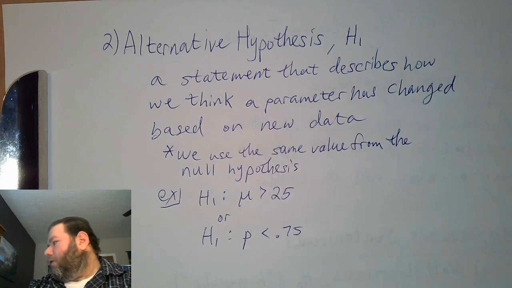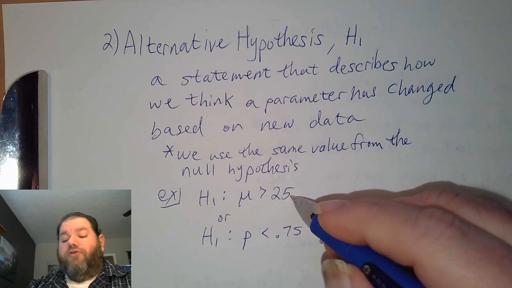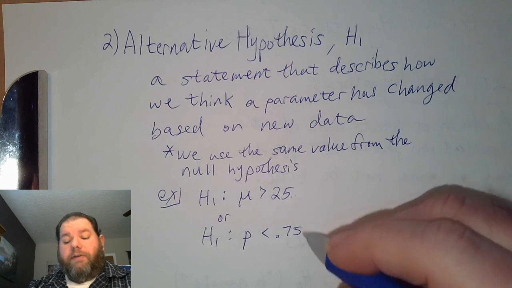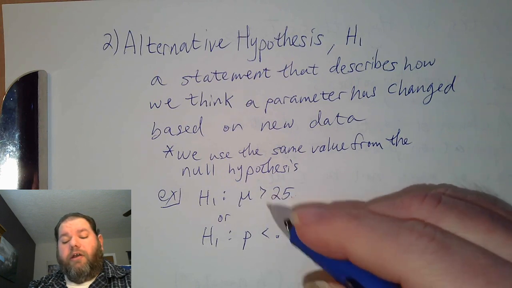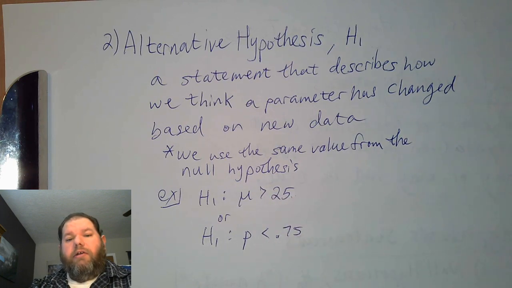Okay? So we have the original value from the null hypothesis, but now we say it's either greater than or less than what was previously held to be true. We could also say not equal to, although that one's a little more complicated. We're just going to focus on these two scenarios for today.